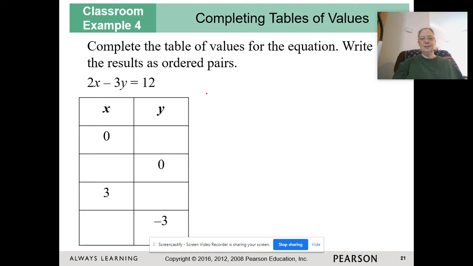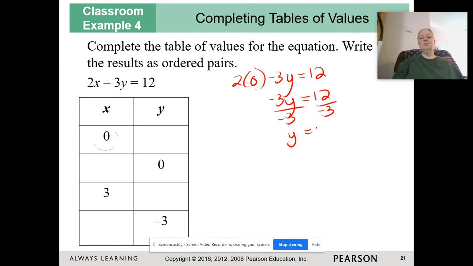All right, complete the table of values for the equation, write the results as ordered pairs. So this time we're given a 0 for x. We're going to plug in our x. 0 minus 3y is equal to 12. You know that anything times 0 is 0. So I have negative 3y is equal to 12. Negative 3 times y, opposite is divide. And I get y is equal to negative 4.